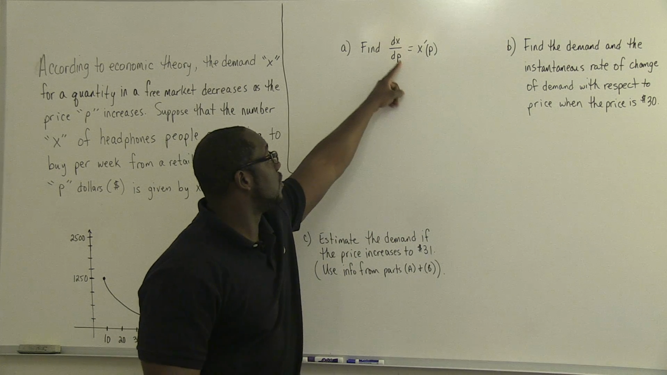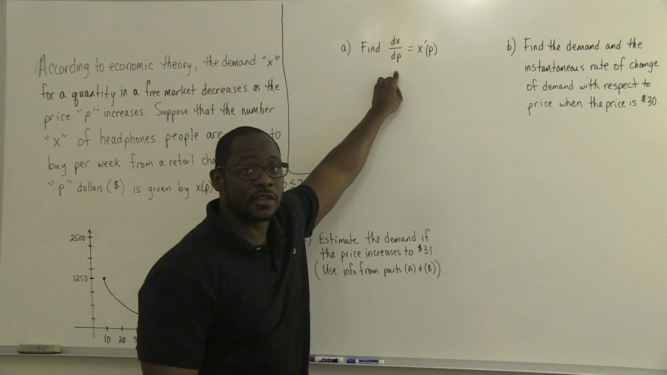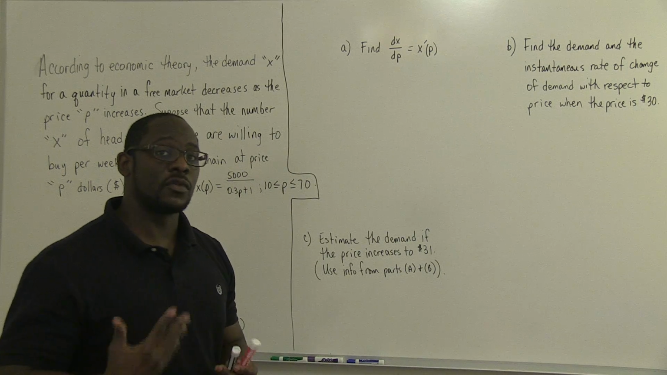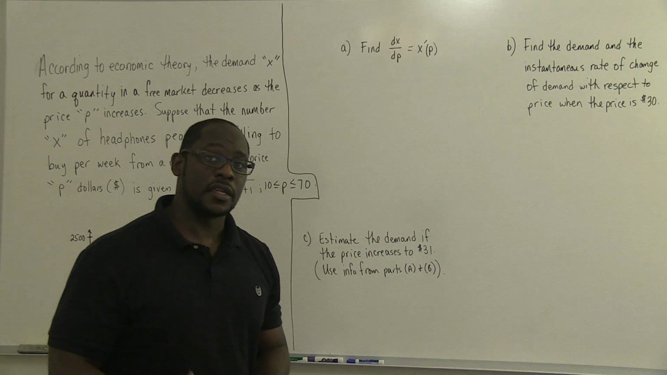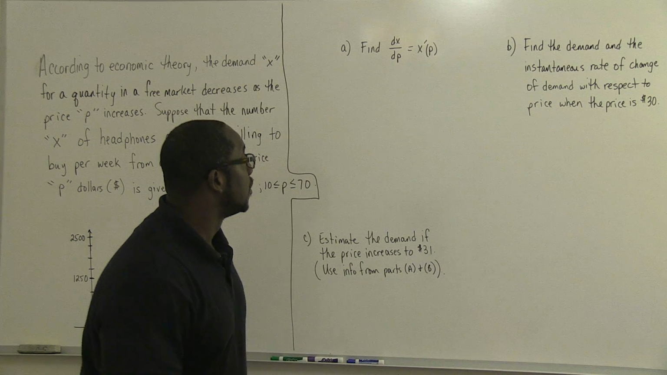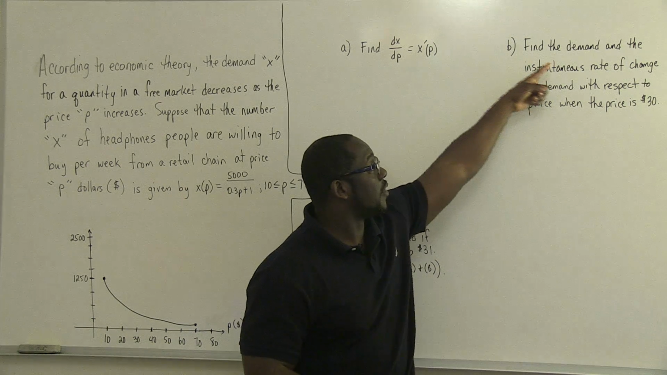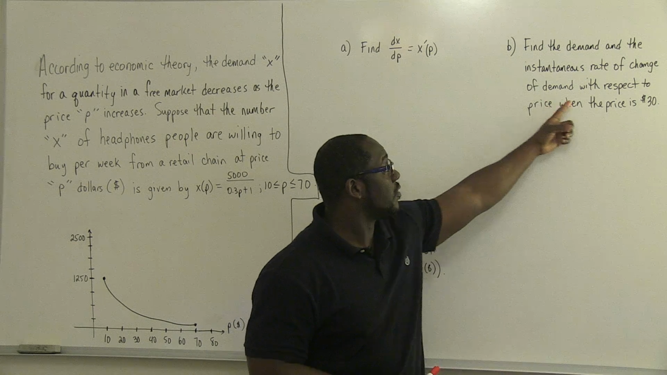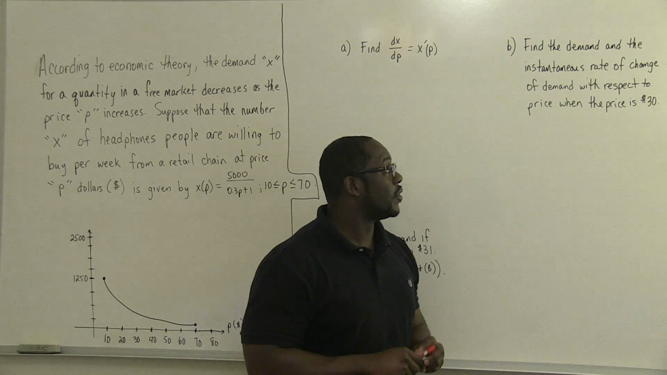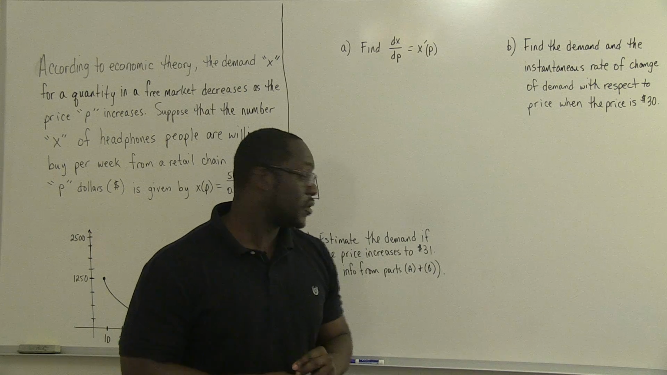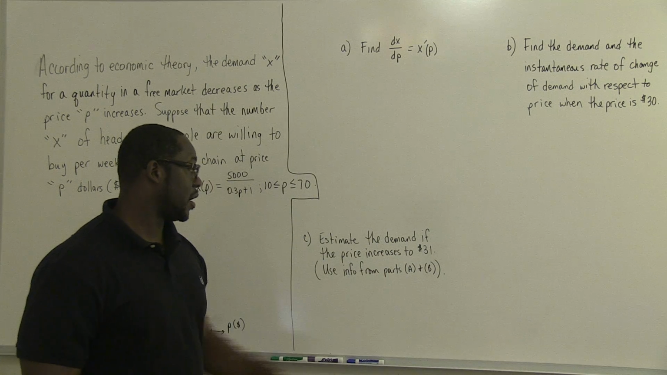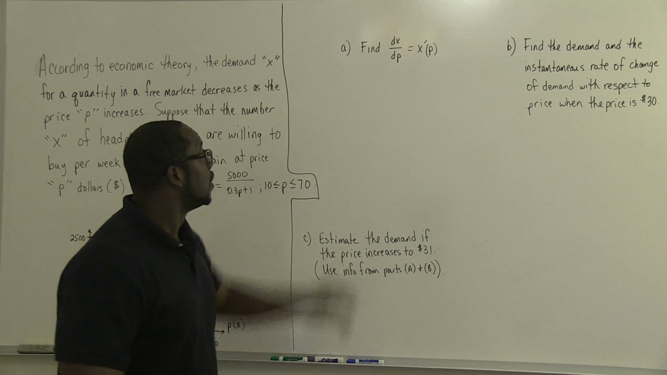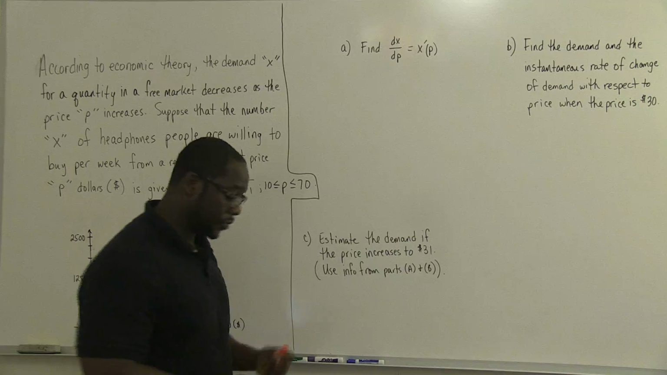We're asked to do the following. First, find the derivative of demand with respect to price. Basically, we're trying to track the rate of change of demand as it relates to price. Then we'll find the demand and the instantaneous rate of change of the demand with respect to price when the price is at $30. And finally, we'll estimate the demand if we increase the price from $30 to $31. So we'll start with this one first.